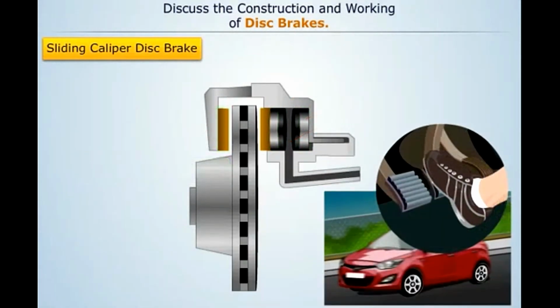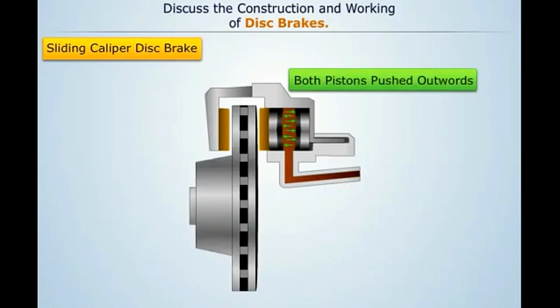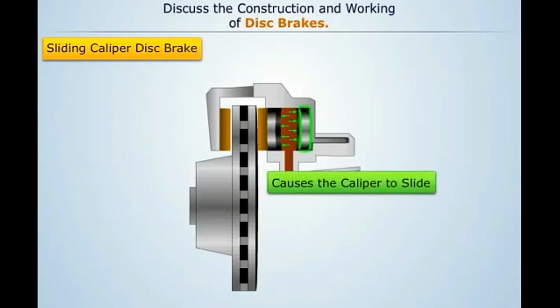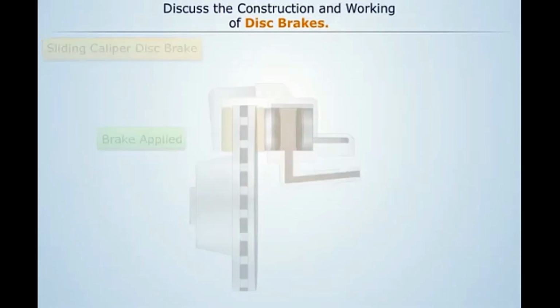Now when the brake is applied, the brake fluid enters the cylinder and pushes both pistons outwards. The piston with the friction pad attached to it directly presses against the disc, whereas the piston without the friction pad causes the caliper to slide on the axle casing and thus get pressed against the rotating disc.